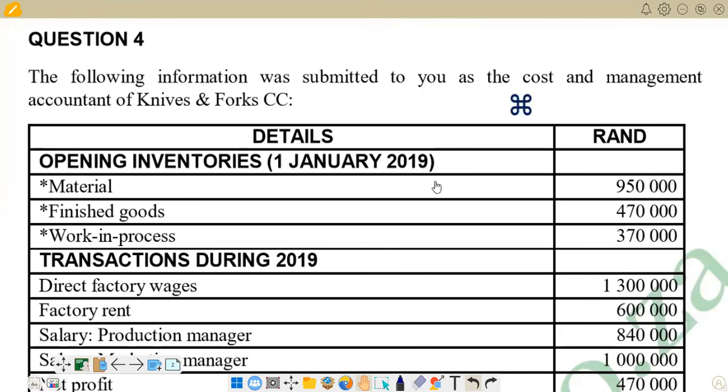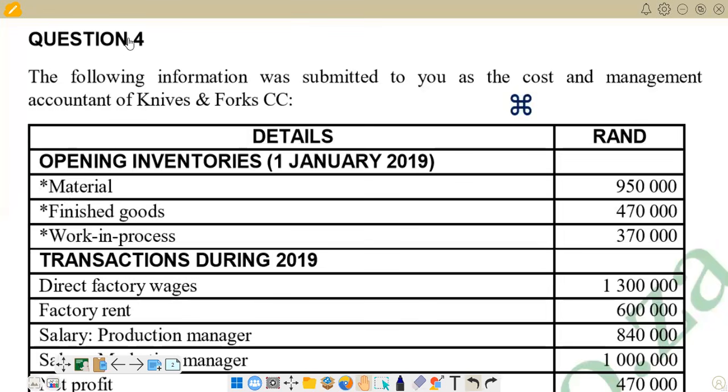Remember, we've got three different types of inventories that we are going to have there. We have inventory for material, inventory for finished goods, and then we've got inventory for work in process here. On calculation of cost of goods sold, we are going to concentrate on finished goods only. This is the question that we have on that question paper of June 2021.